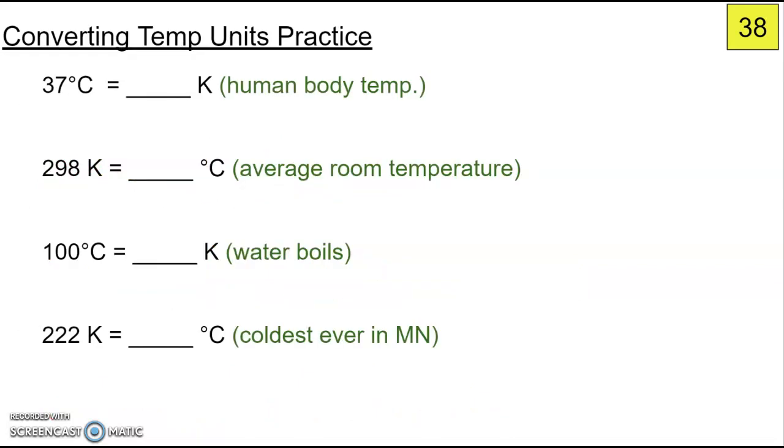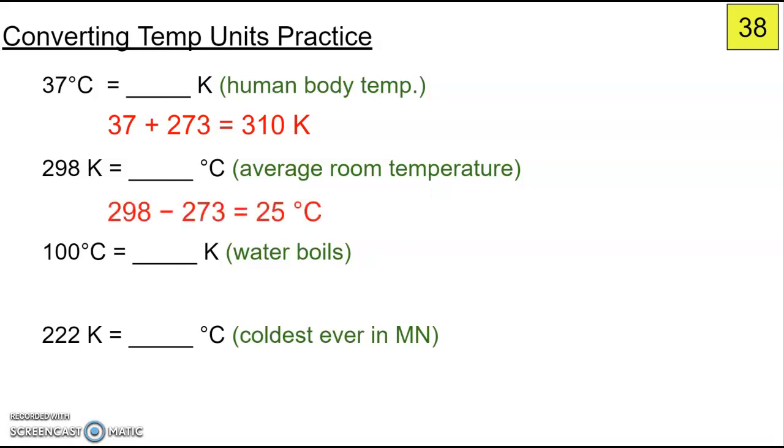We can also convert temperature units. The first one is 37 degrees Celsius. That is the average body temperature. I take 37 plus 273. My answer in Kelvin is 310. Whenever I have something in degrees Celsius, I add 273 to get my answer. If I am starting in Kelvin, like the next one, average room temperature is 298 Kelvin. I subtract 273 to get degrees Celsius, 25.